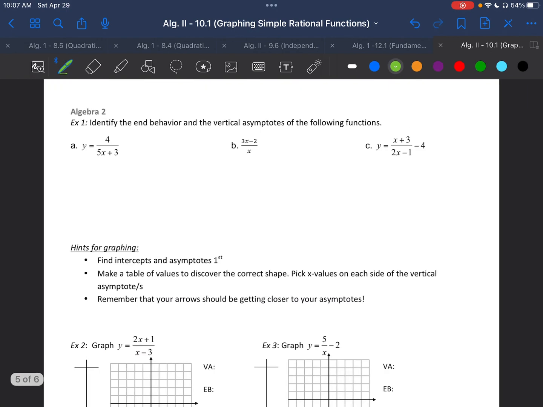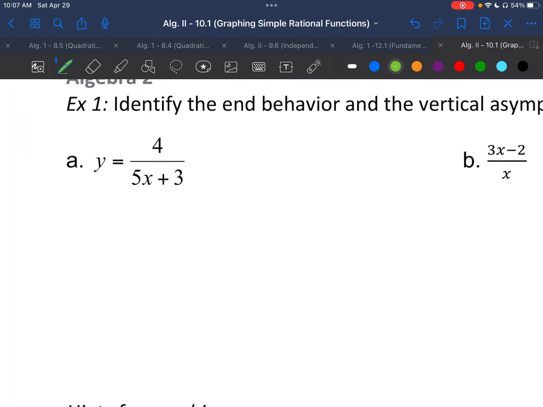All right, so now let's put this into practice a little bit. On examples 1, A, B, and C here, we're going to identify the end behavior and the vertical asymptotes of the following functions. So on example A, first finding the vertical asymptotes. We set the denominator equal to 0. So 5x plus 3 equals 0. And we solve it. Thankfully, we know how to solve this one. We subtract 3 and then divide by 5 to get x is equal to negative 3 over 5. And that is not like a negative 3 over 5 comma 0, like a point. It is a vertical line.